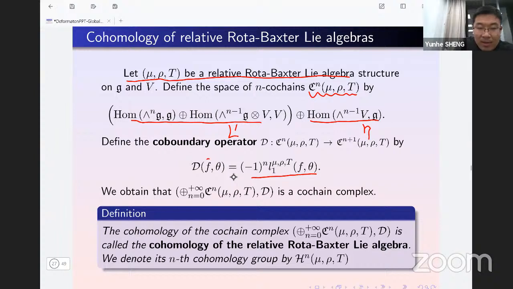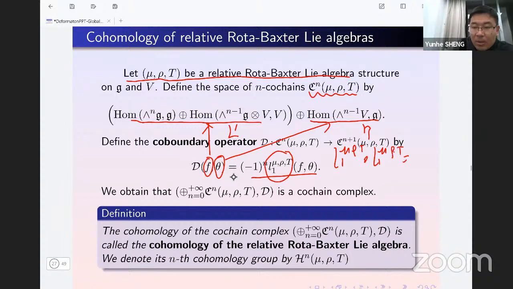So F is an element here, and theta is an element here by this formula. Here, this L1 mu rho T is the L infinity algebra structure in that twisted L infinity algebra. It is obvious that the composition of L1 mu rho T and L1 mu rho T is 0. So it follows that D square is 0. Therefore, we obtain a cochain complex. So we can give the following definition.